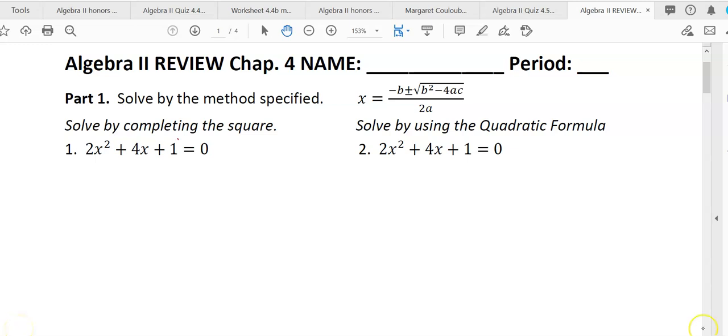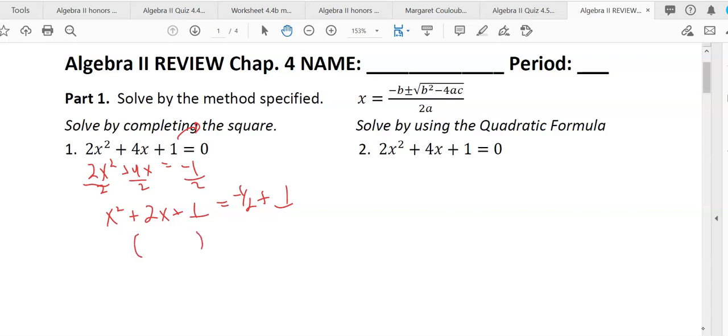Okay, so we're going to solve by completing the square. First, move that thing over. So 2x squared plus 4x equals -1. We subtracted 1, divide everything by 2. So we get x squared plus 2x plus blank equals -1/2 plus blank. Half of 2 squared is 1, so add 1 to both sides.